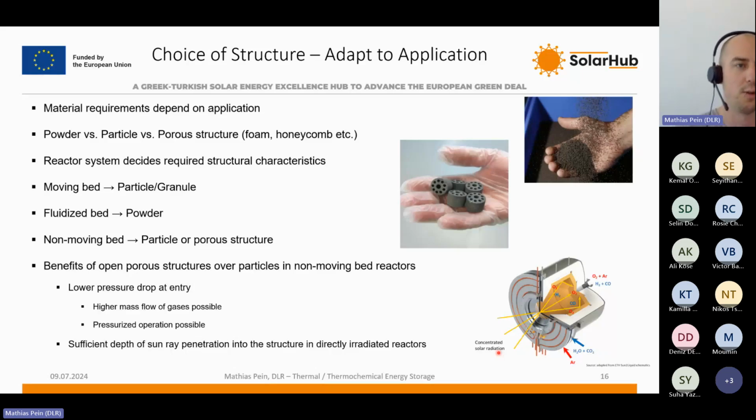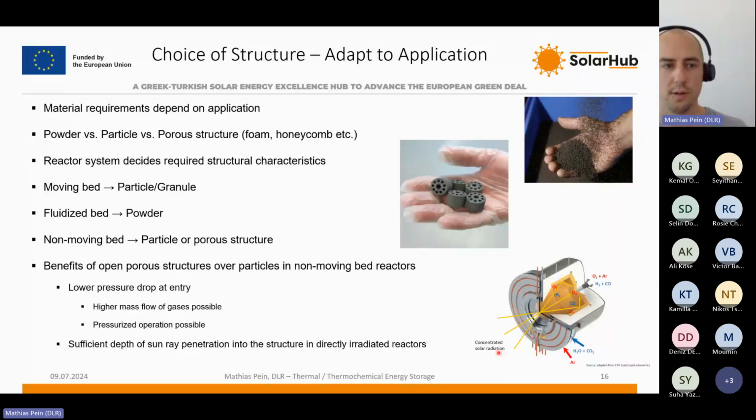If you know how to do it. So you can produce particles, bigger granules, porous structures, monolithic structures such as foams and honeycombs. And it needs to be a combination of the fitting reactor system and the proper structure that you're using in order to maximize the efficiency.